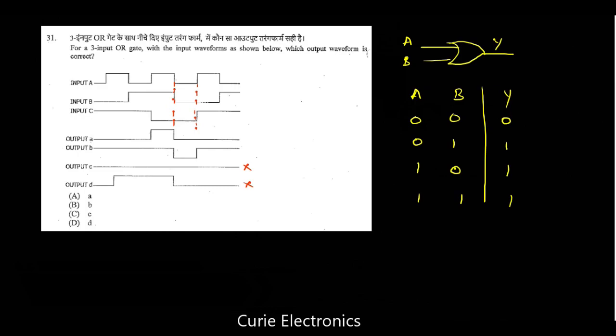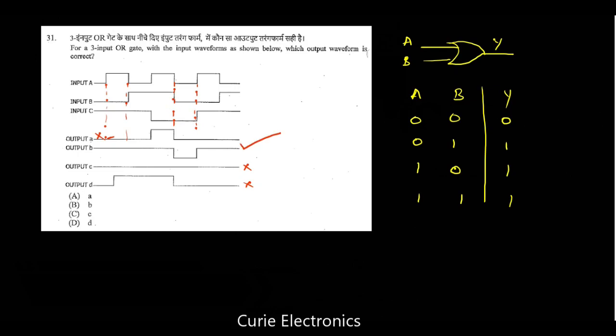Whenever at least any one of the inputs is 1, then the OR gate output is 1. Here it is low. See here, this part, if you just drop it here, when input A is high and C is also high, output A is low. That is not correct. So option B is the right answer.